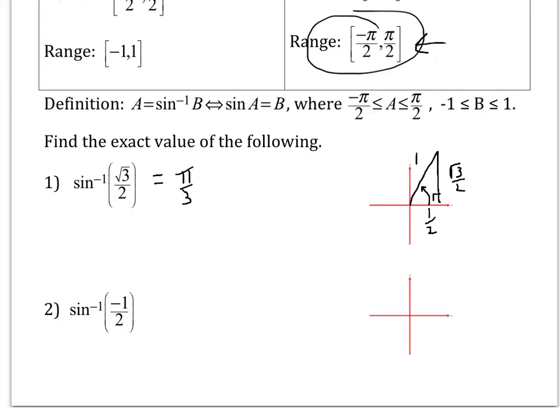How about this one? Find the inverse sine of negative 1/2. It's the angle between negative pi over 2 and pi over 2, whose sine is negative 1/2. So it looks kind of like this. Sine's negative 1/2, so this would be negative 1/2, 1, radical 3 over 2. What angle is that? Isn't that negative pi over 6? That's right.